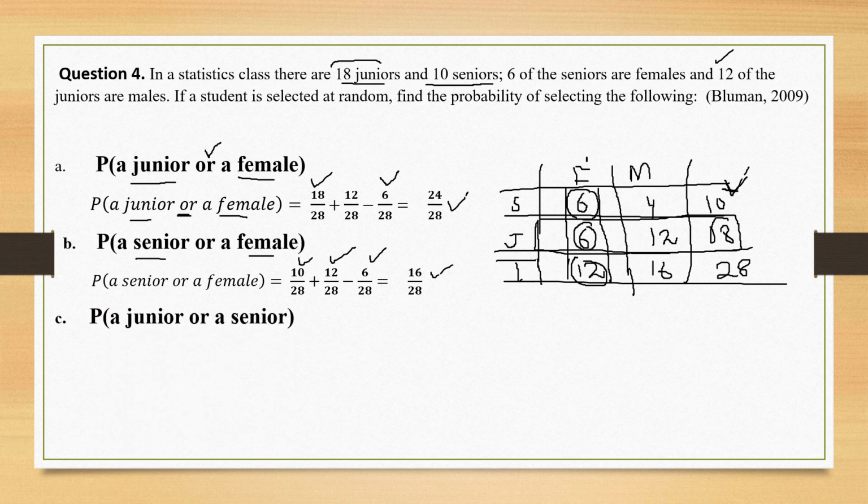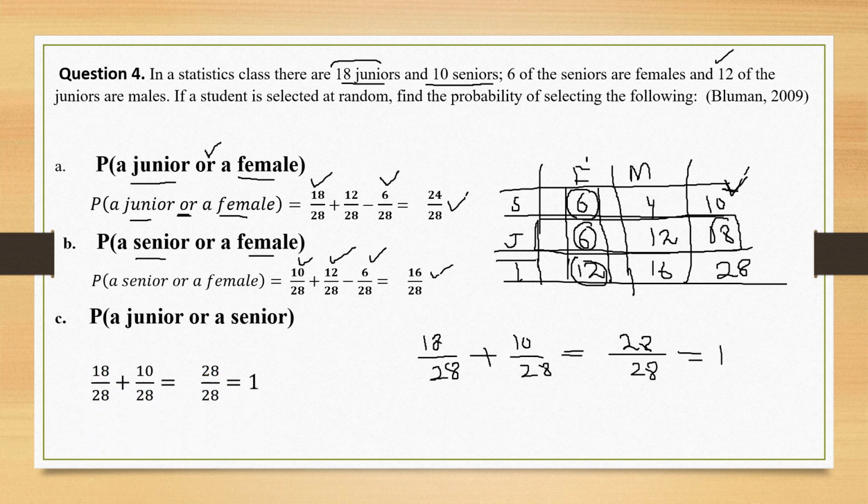Now look at the third question, part C. What is the probability of a junior or a senior? Total juniors we have 18 by 28, plus the total seniors, 10 by 28. Now 18 plus 10 is 28, so we have 28 by 28, so the answer will become 1. Okay dear student, thank you very much.